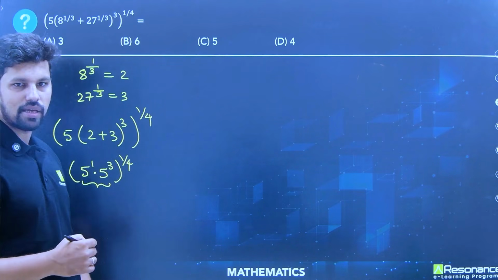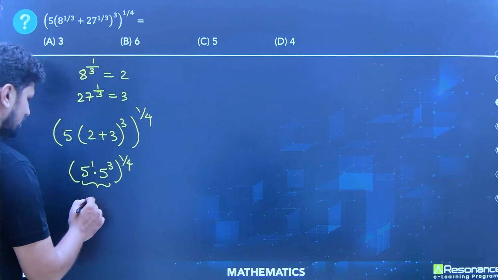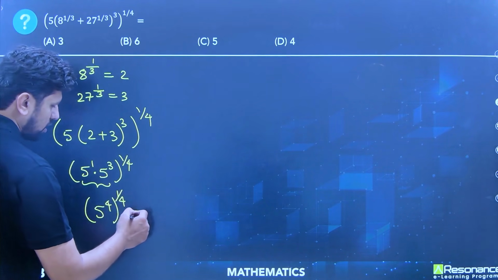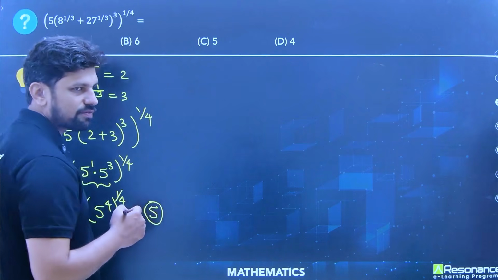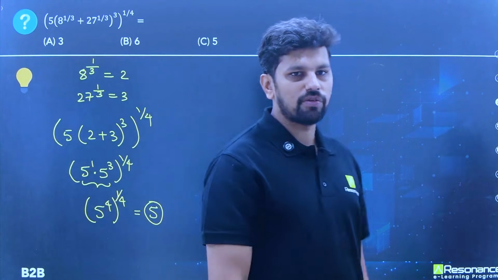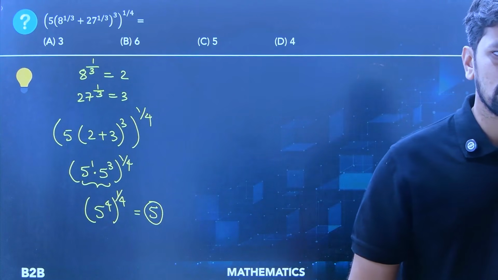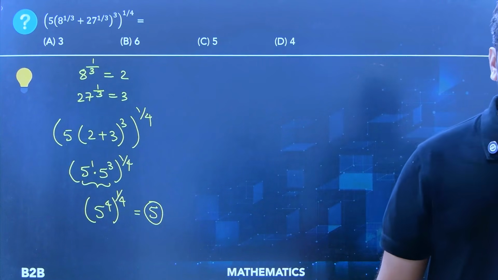Since the base is the same, the powers will be added. 5 to the power 4 whole to the power 1 by 4. Again, this is equal to 5. 4 into 1 by 4 will be equal to 1. Understood?